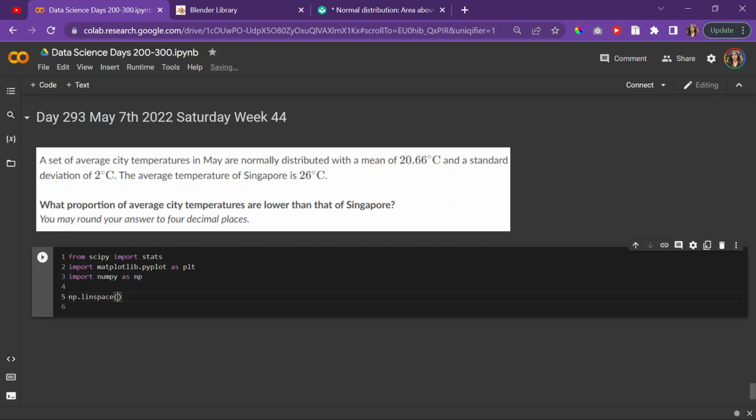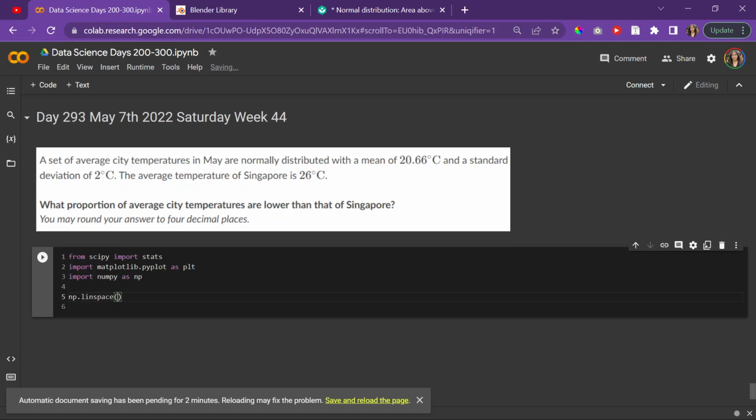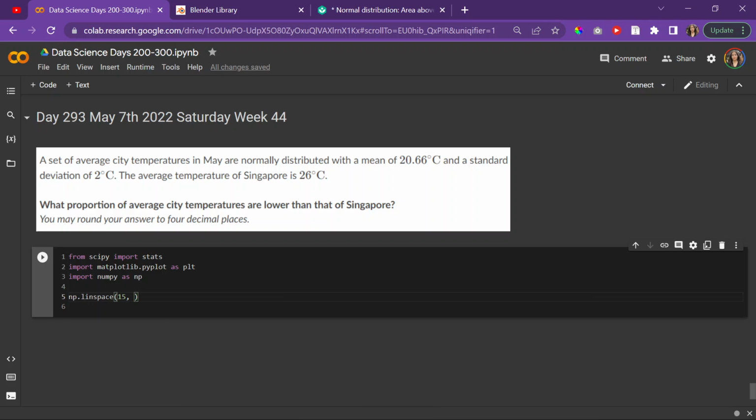The linspace function in NumPy basically takes in three parameters: the minimum value you want to start at, the end value, and how many values you want in between. When you're graphing, you have an x-axis that goes over a certain interval, say from -2 to 2, with a whole bunch of values in between. Same thing here. I'm going to choose values depending on the problem. If the mean is 20.66, I might start at 15, end at 25, and have 1,000 values in between.